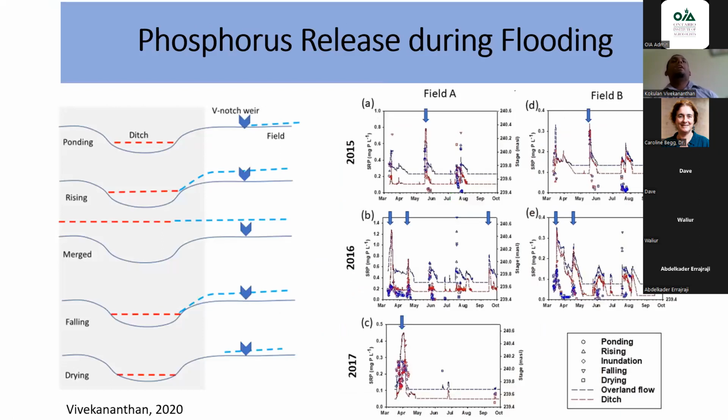So the next source is the phosphorus release during the flooding events. In a normal runoff event, what we see in the right diagram is, first, the ponding of water, and then the flow starts from the field to the ditches. And then after the peak, it slows down. That means the falling runoff rates.